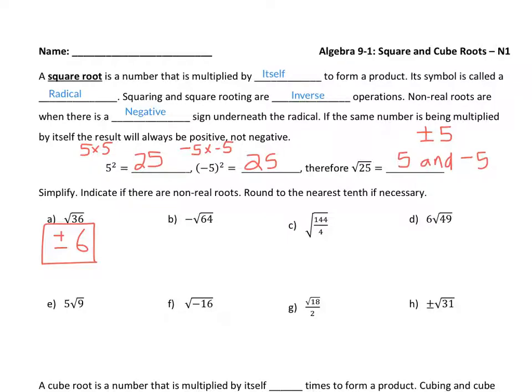Letter B, negative square root of 64. This is really like saying negative 1 times square root of 64. Okay? Well, the square root of 64 is either 8 or negative 8. So 8 or negative 8. And when we're multiplying that by negative 1, we get the same result. So plus or minus 8.